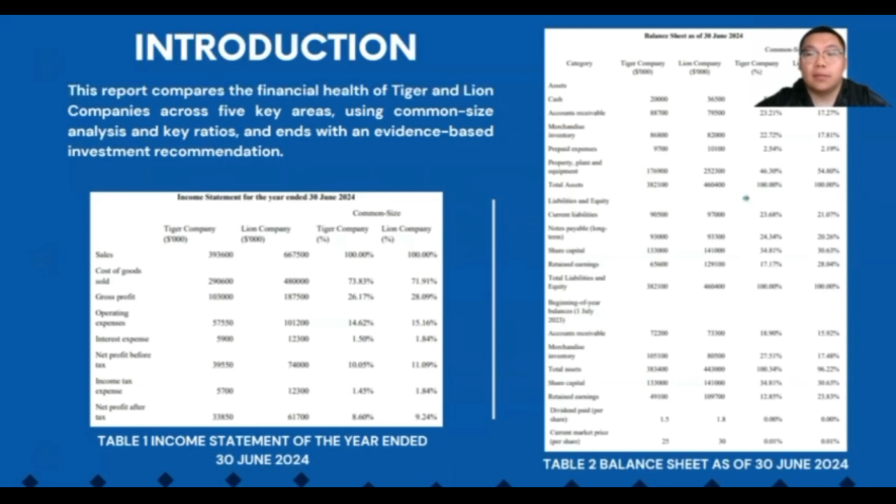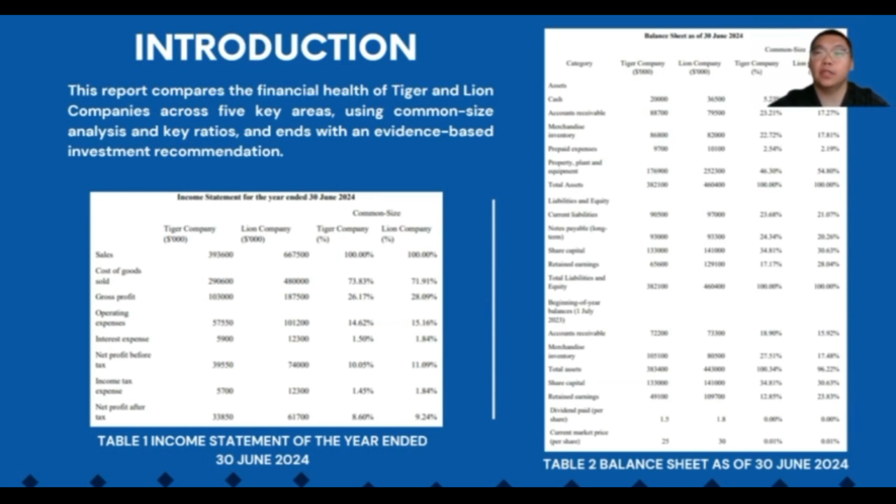In today's highly competitive market, a company's financial health is absolutely important. This report focuses on two industry leaders, Tiger and Lion, and compares their performance across 5 dimensions: liquidity, solvency, efficiency, profitability, and market valuation. Our goal is to answer one key question: which company is a better investment choice?